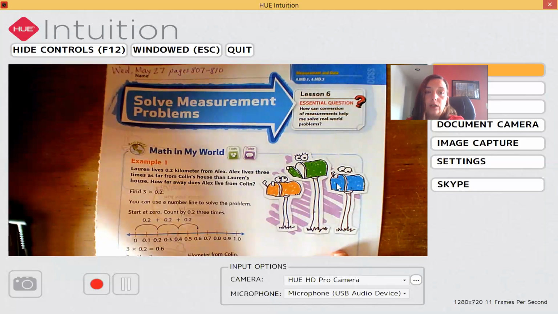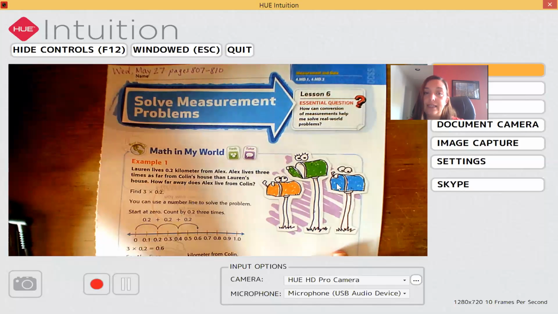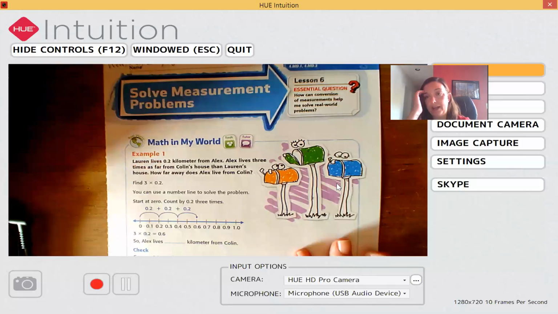It says Lauren lives 2/10 of a kilometer from Alex. Alex lives 3 times as far from Colin's house than Lauren's house. How far away does Alex live from Colin? Okay, so we're finding out the distances between some friends' houses, right? And so that's what the problem is about.